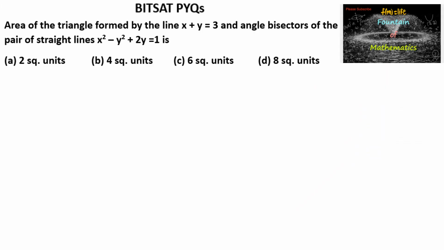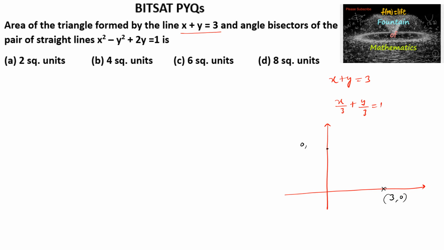Area of triangle formed by the line x plus y is equal to 3. So we can get x upon 3 plus y upon 3 is equal to 1. So we can see that x intercept is 3 units and y intercept is 3 units. So we get a line, and now angular bisectors of pair of straight lines.